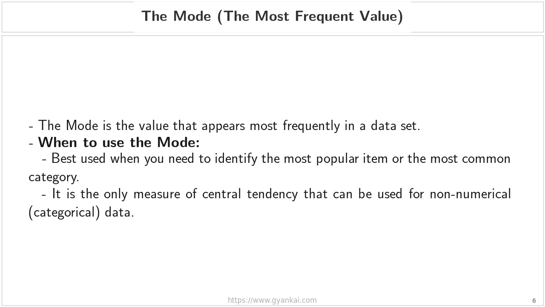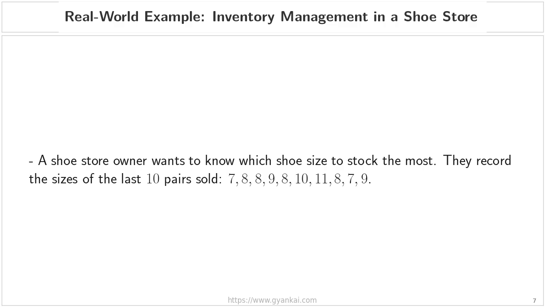While you cannot calculate a mathematical average for things like colors or brands, you can certainly identify which one appears most often. To see how this works in a practical business setting, let's move on to our next slide, where we will look at an example involving inventory management in a shoe store. Real-world example, inventory management in a shoe store. Imagine a shoe store owner who is trying to make a smart business decision about which shoe sizes to stock most heavily in their inventory.